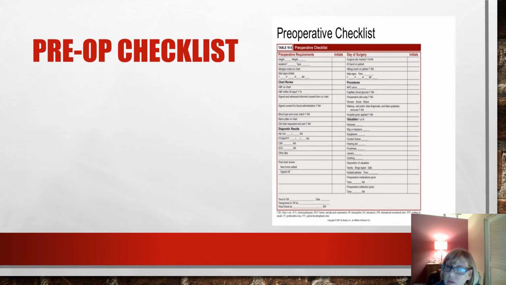So one of the things that we do as a pre-op nurse is complete a preoperative checklist. Now, this is just one example of a pre-op checklist, and it's specific to whatever institution you work in, but mostly the information is very, very similar. You can see on here the pre-op requirements where we talk about height and weight, any allergies, vital signs, is the history and physical on the chart, has it been within 30 days? Is it signed? Is there a signed and witnessed informed consent? And is there a signed consent for blood administration?